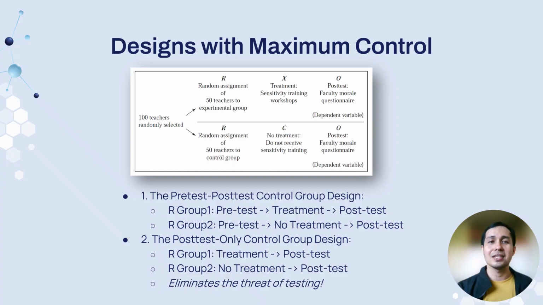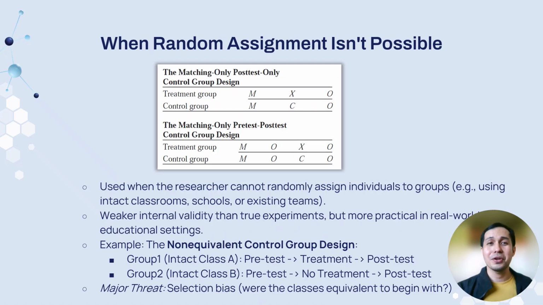This is elegant in its simplicity. You randomly administer the treatment to one group and then give both groups a post-test. This design completely eliminates the threat of testing because there are no pre-tests to influence the outcome. However, in real-world educational settings, random assignment is often impossible. You can't randomly assign students to different schools or break up intact classrooms. In these cases, we use quasi-experimental designs.